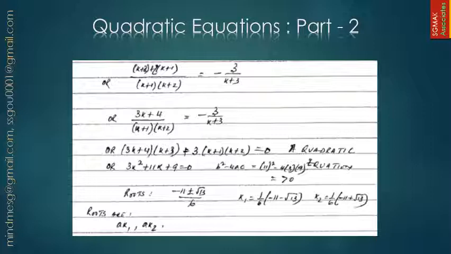So then you convert that into quadratic form and find the roots to be k1, which is 1 over 6 times (minus 11 minus square root of 13), and k2, which is 1 over 6 times (minus 11 plus square root of 13). And in terms of the original variable, there are two values for x: a times k1 and a times k2.